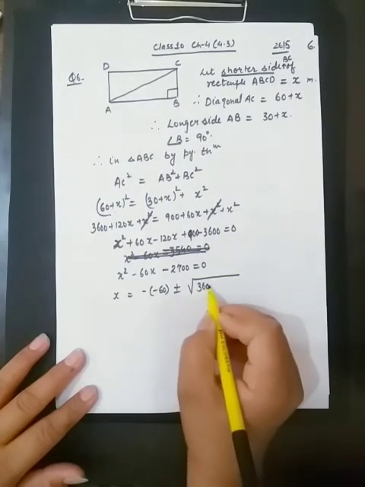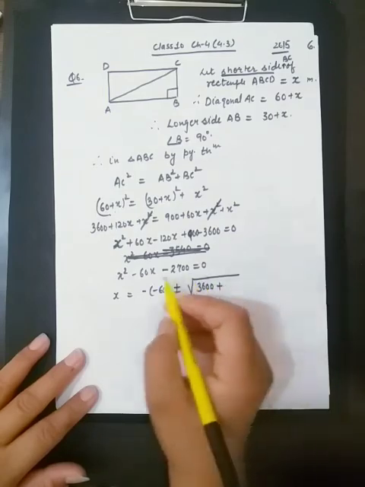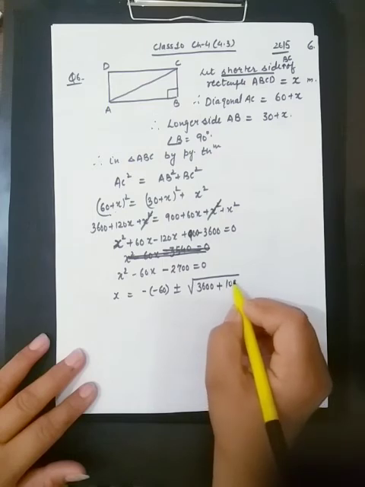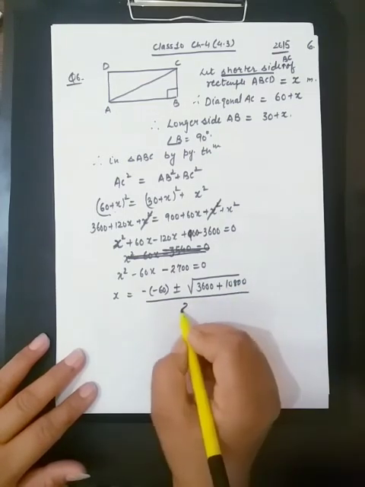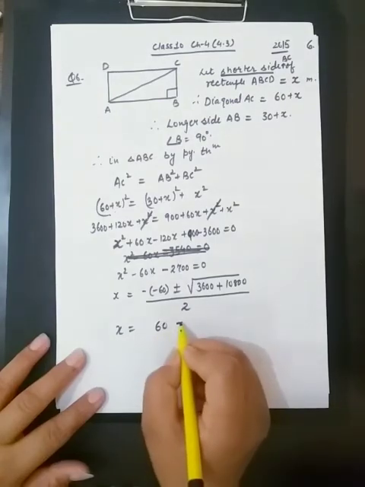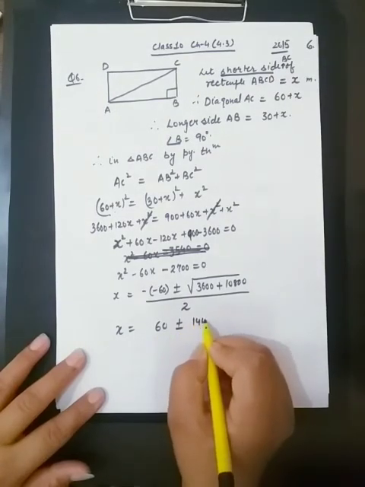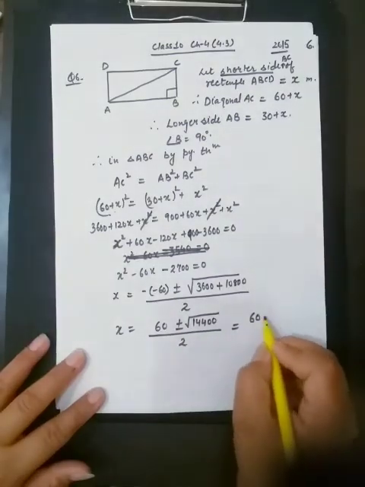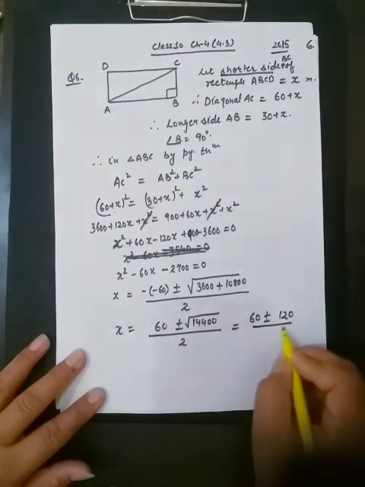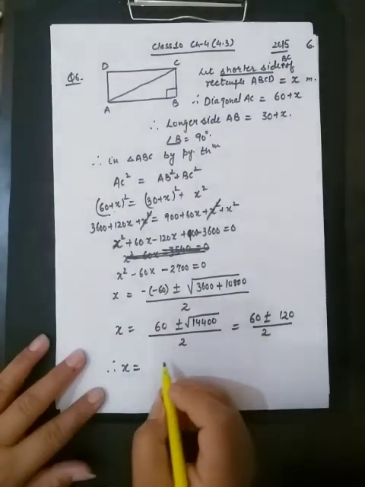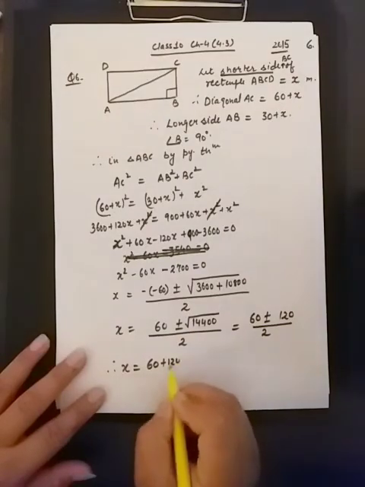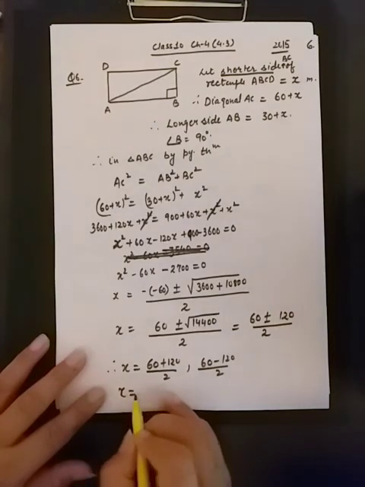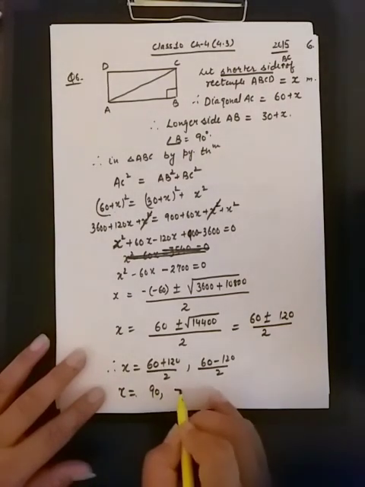b square minus 4ac. When we multiply 4 by 2700, we get 10,800. So x is 60 plus minus square root of 14,400 by 2, and we get 60 plus minus 120 by 2. So therefore x is equal to 60 plus 120 by 2 or 60 minus 120 by 2, and we get two values of x as 90 and minus 30.